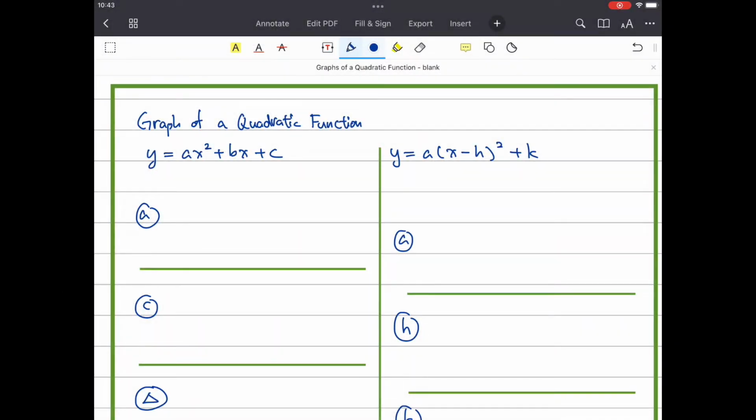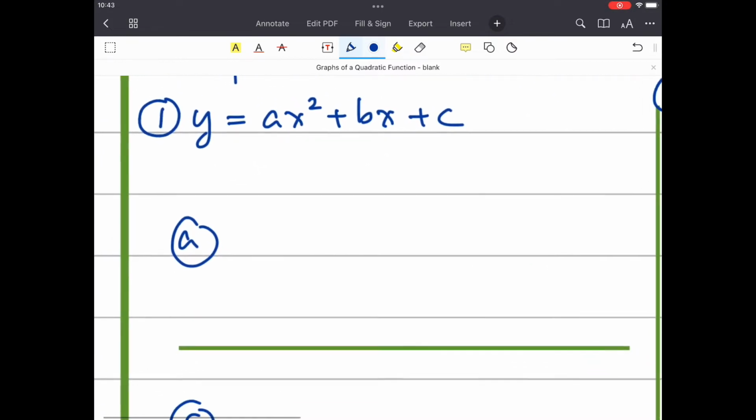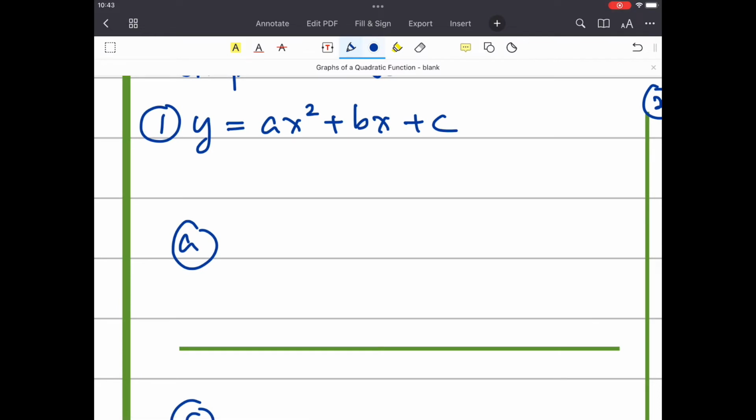In this video, we are going to talk about the graph of a quadratic function. There are two forms that you need to be aware of. The first one is the general form, and then the second one is a special form. We first talk about the coefficient of x squared, a.